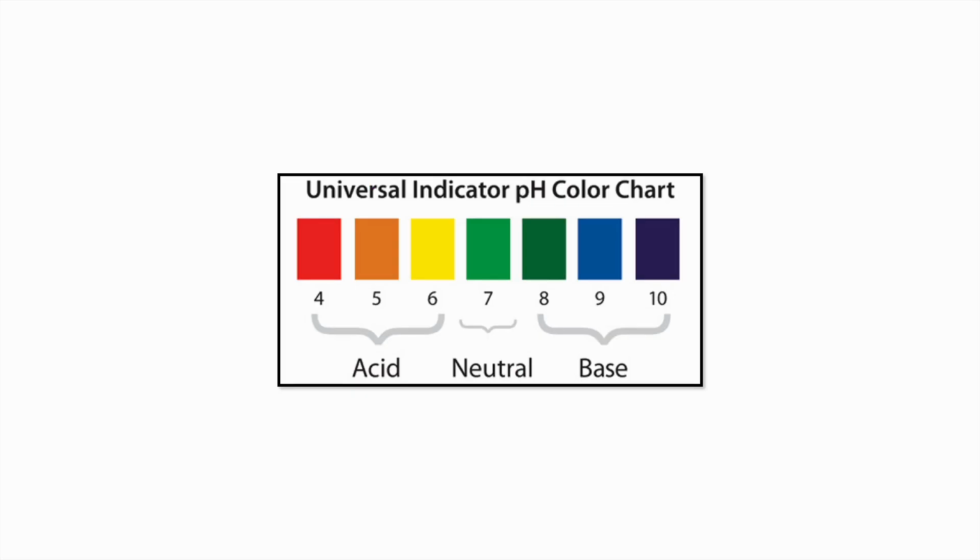So first off, we've talked a little bit about acids and bases and indicators. A neutral substance has a pH of 7. Acids have a pH lower than 7 and bases have a pH greater than 7. Indicators like litmus paper or a universal indicator like shown here indicate the pH based on the color of the substance.